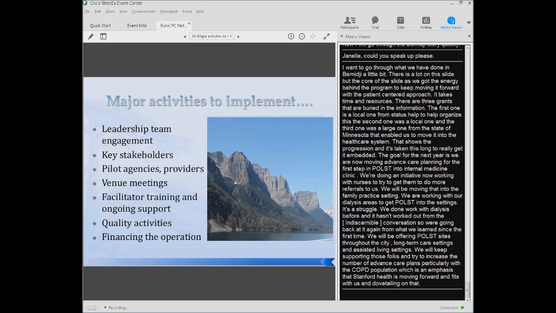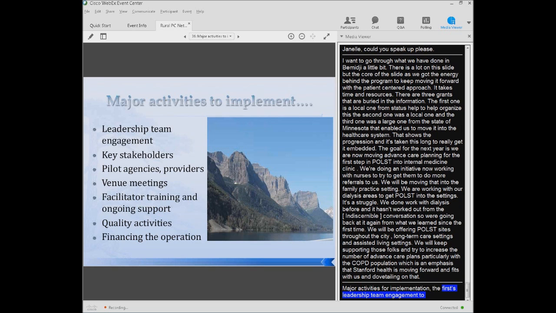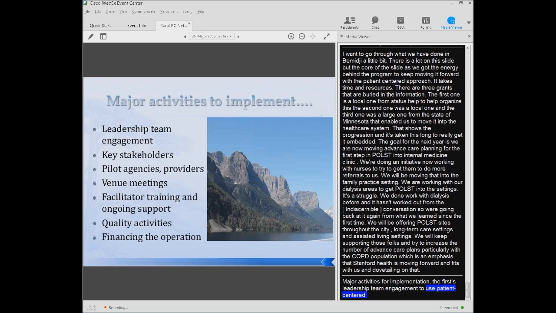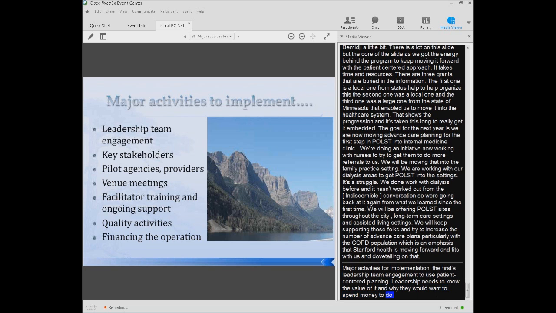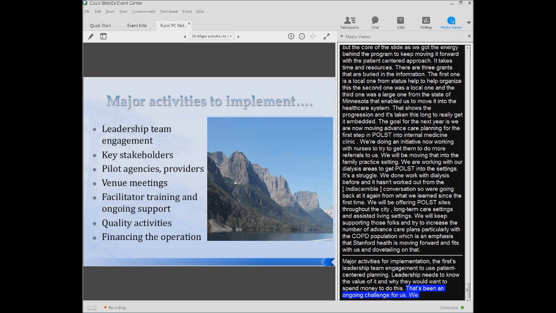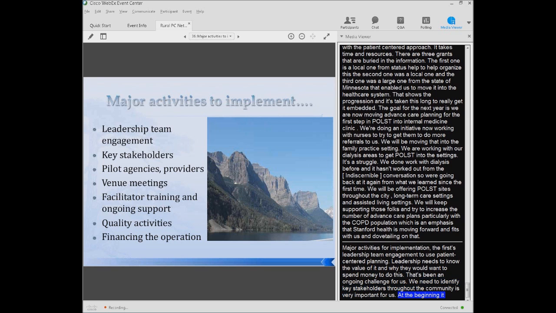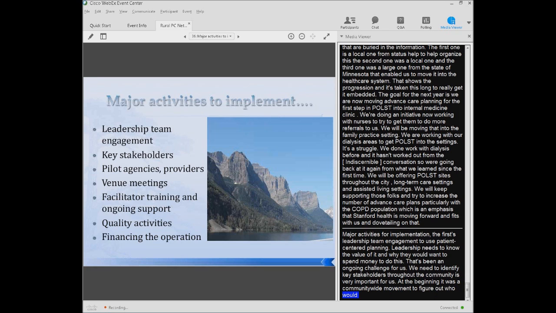Major activities for implementation, the first one is leadership engagement to using patient-centered advanced care planning. It's resource intensive. Leadership needs to know the value of it and why they would want to spend money to do this. And that's been an ongoing challenge for us. To identify the key stakeholders throughout the community was really important for us. At the beginning, it was a very community-wide movement to really figure out who is going to help move it forward in their particular agencies, those pilot agencies, and what they need to do.